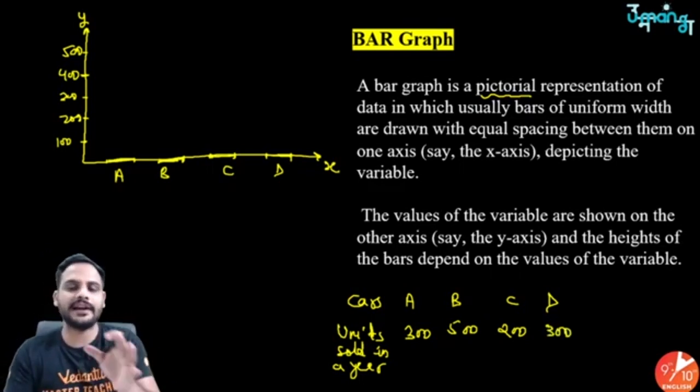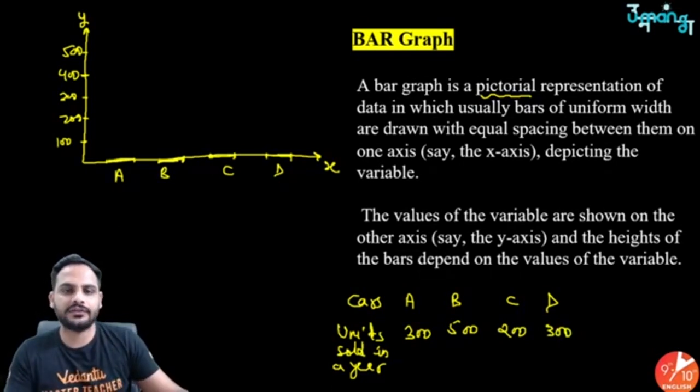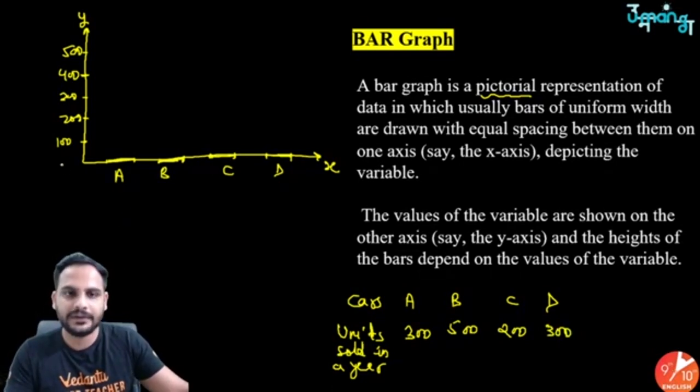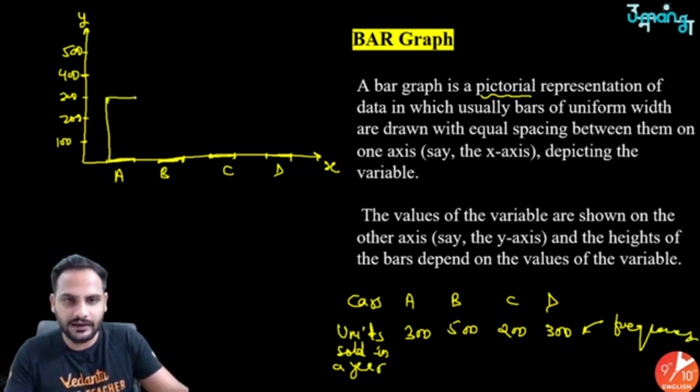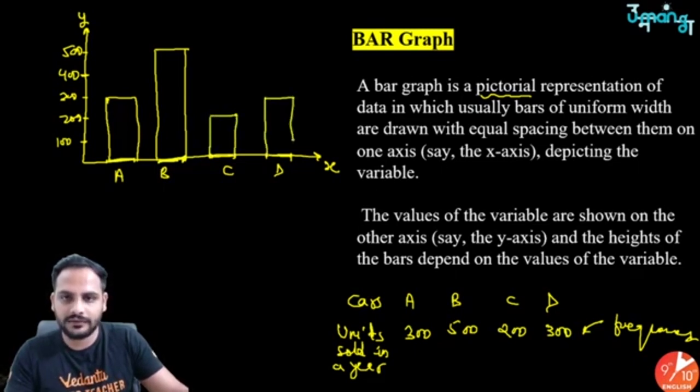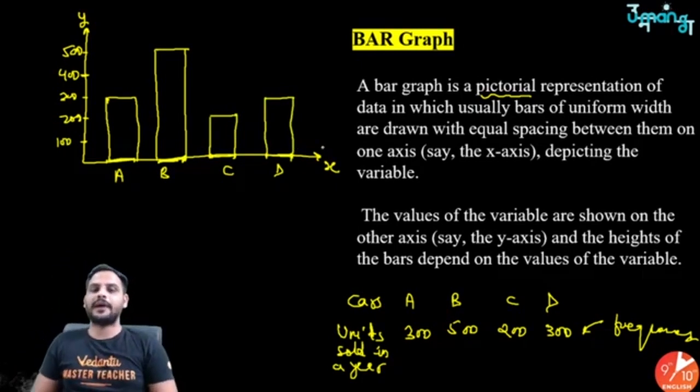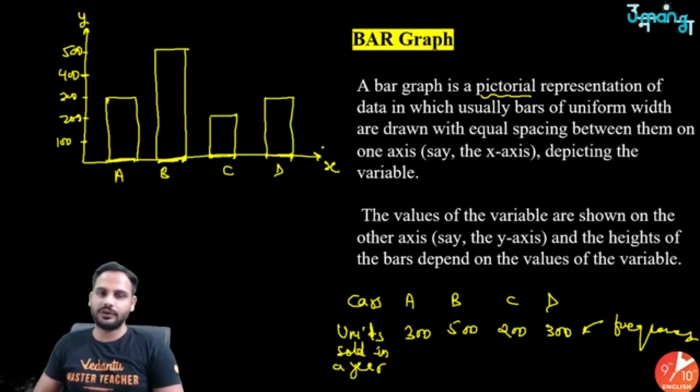This data is representing the cars sold in a year, so the cars will be represented on the x-axis. The units, the frequency, will always be represented on the y-axis, right? So car A, how many units? 300 units are sold, so car A will look something like this. Car B 500 units, so car B will be 500 units like this. Car C 200 units will look like this. And car D 300 units will look like this. So this will represent your bar graph for the cars sold in a year.